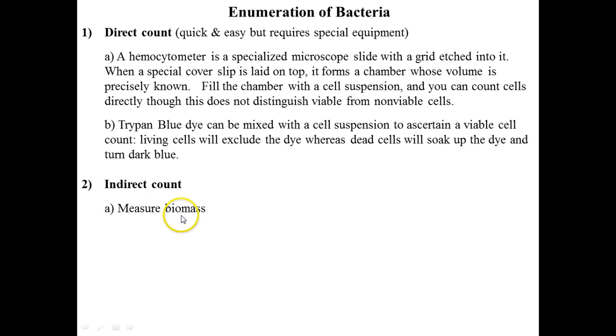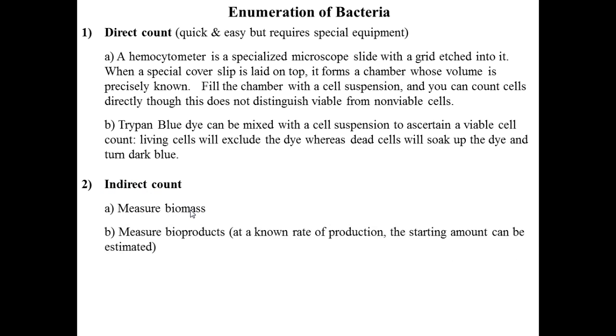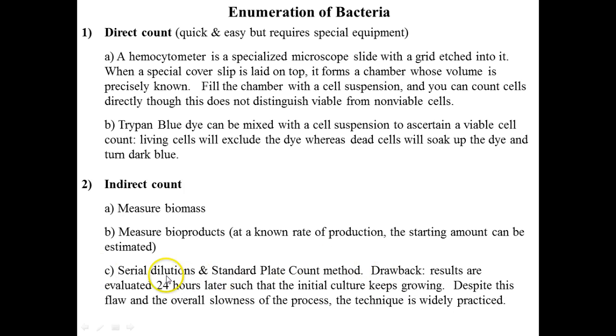We could do indirect, where we do biomass, where we could use a spectrophotometer. We could measure particular products. There are some machines that can measure the level of ATP and therefore calculate about how many cells are in it. I've used methods like that in research. We're going to do, and we did today, the serial plate count.